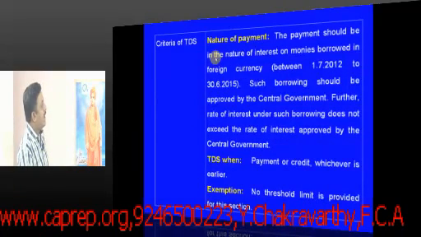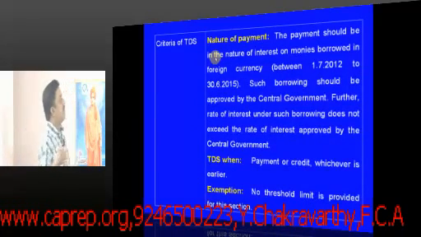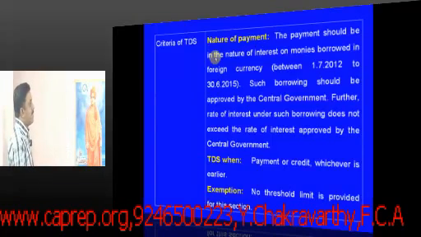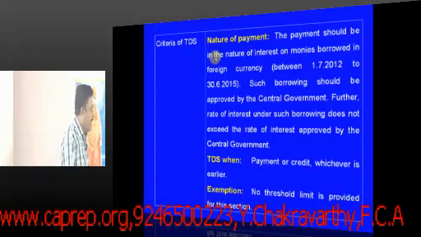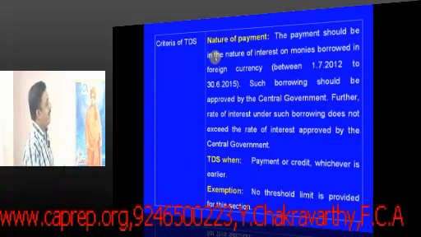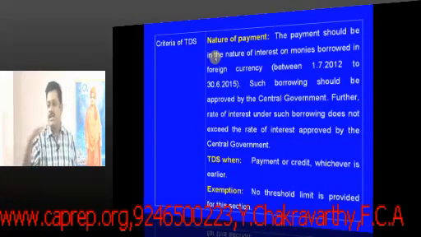Then what is the nature of the payment? The payment should be in the nature of interest for the monies borrowed. Such a borrowing should be approved by the central government, and the payment is there any basic exemption limit up to which TDS is not required?